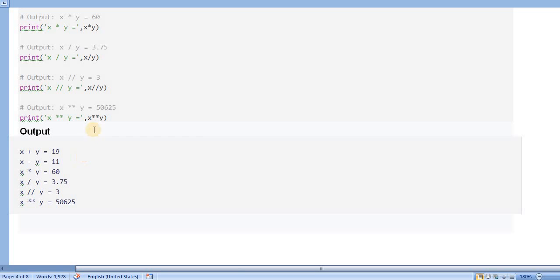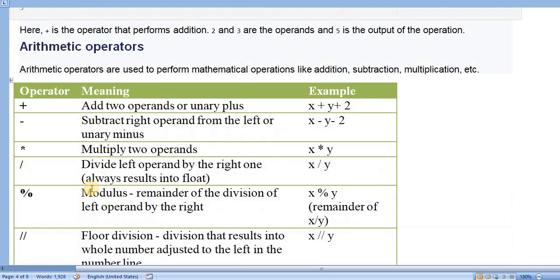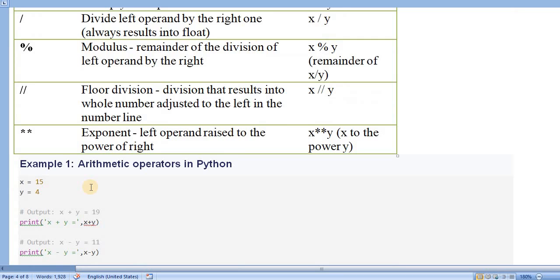So here the output of these expressions: x plus y, 15 plus 4, 19; 15 minus 4, 11; 15 multiplied by 4, 60; 15 divided by 4, 3.75; 15 floor division 4, 3; and 15 raised to 4, you will get 50,625. So these are the arithmetic operators used in Python.